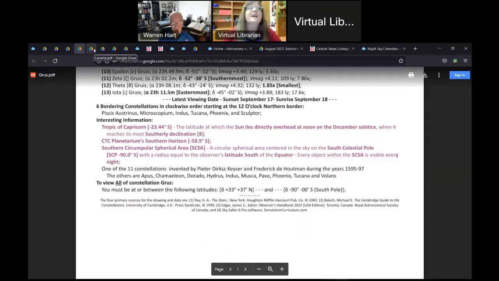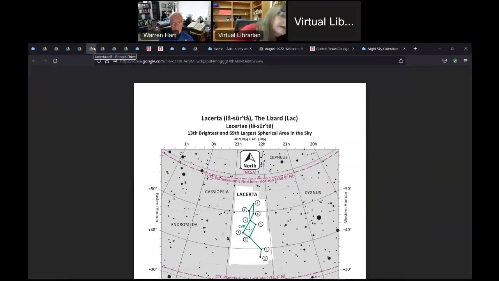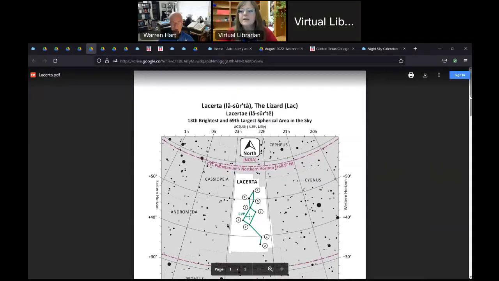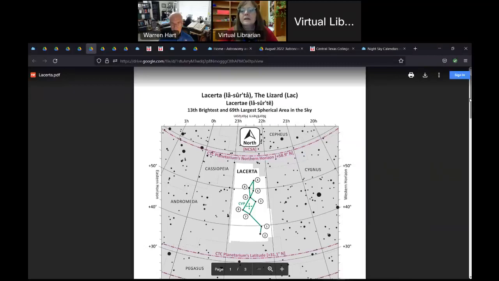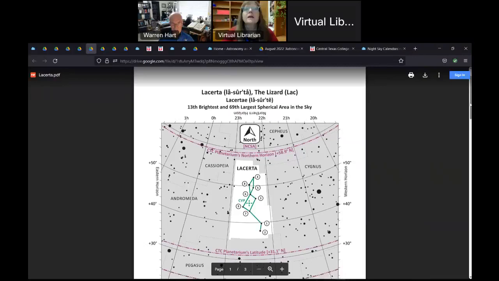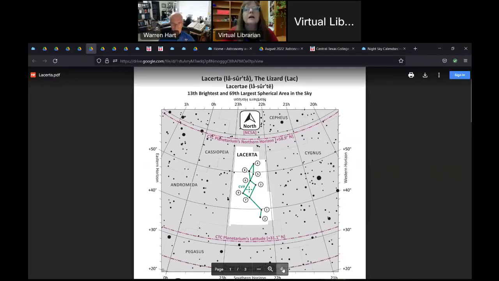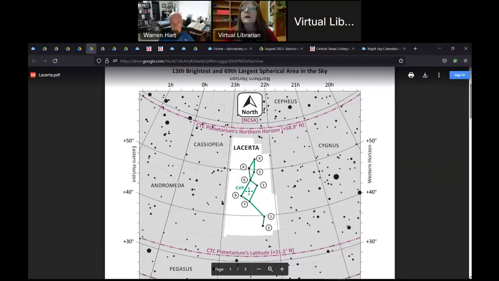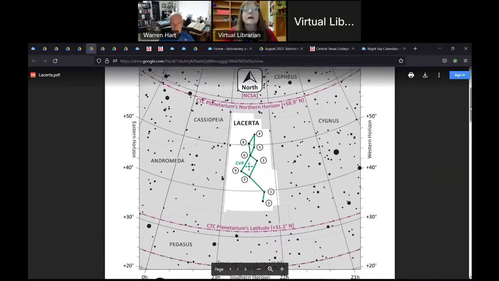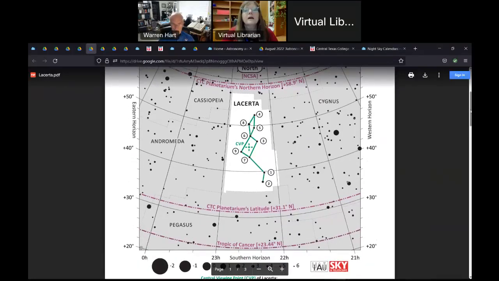Now we have one more on this day, and that should be Lacerta the lizard. And here is the lizard. We're back up at the north part, and the same thing, just like we had with Cepheus the king. And here is our northern horizon. The NCSA is the region that we will see every night of the year. And there is Lacerta. And we have something else that I was able to put in, if you scroll just a little bit. There is our latitude, our 31.1 degree latitude.